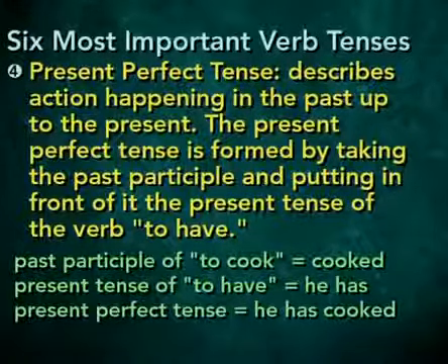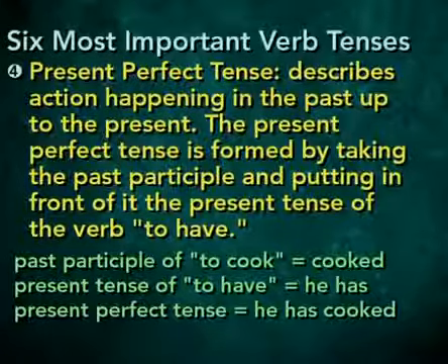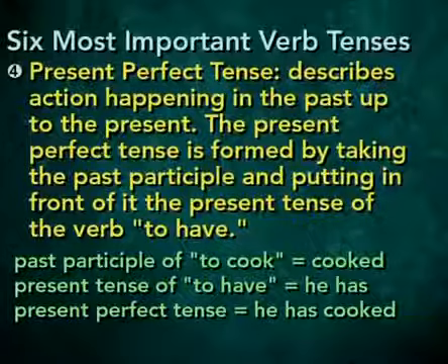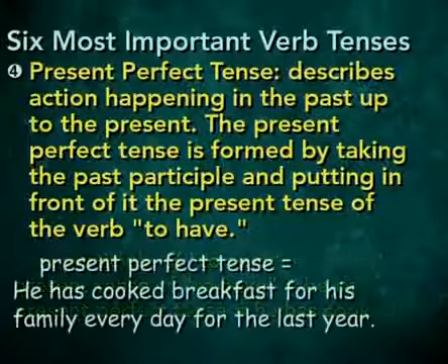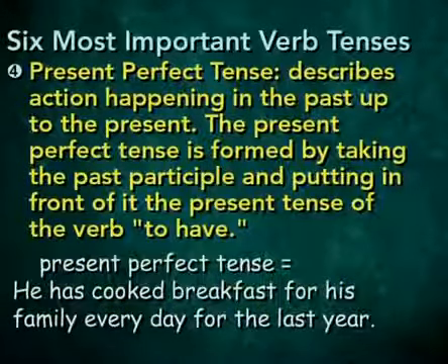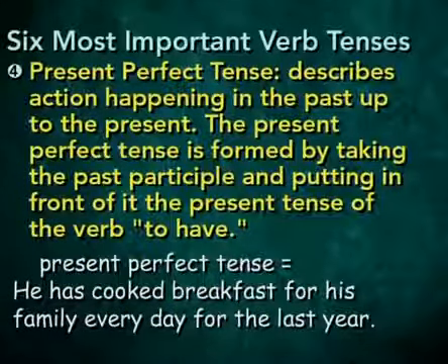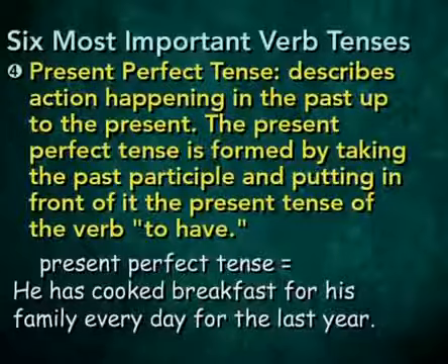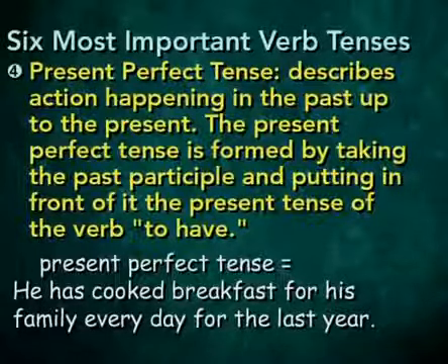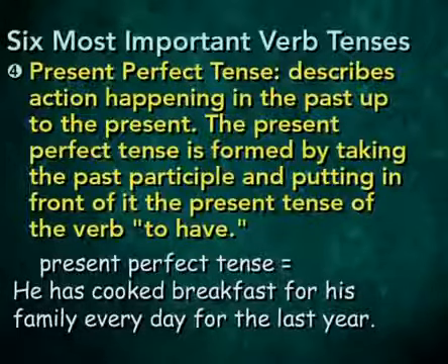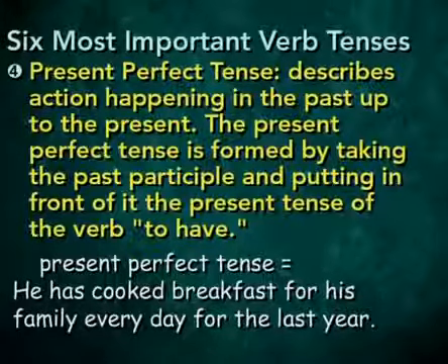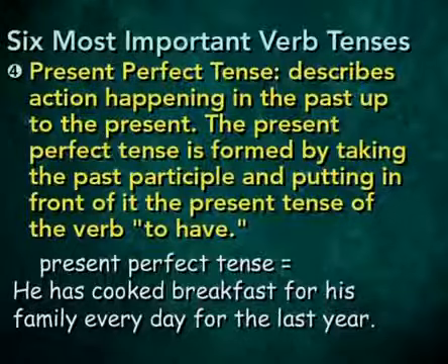Now, remember, we said that the present perfect is used for actions in the past up to the present. So how might you use he has cooked in a sentence? Well, how about this? He has cooked breakfast for his family every day for the last year. Think about what this sentence is saying. It's talking about someone who has cooked breakfast for his family every day for the past year up to and including today. It's describing action happening in the past right up to the present.